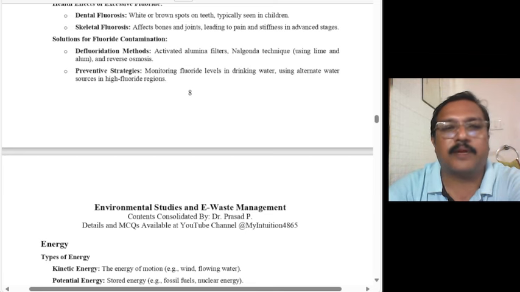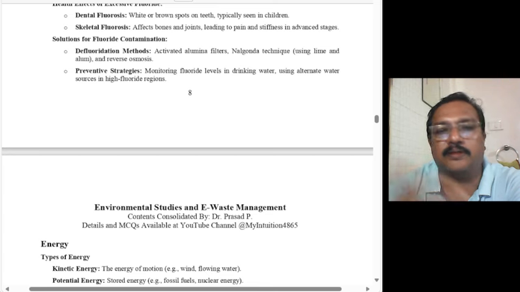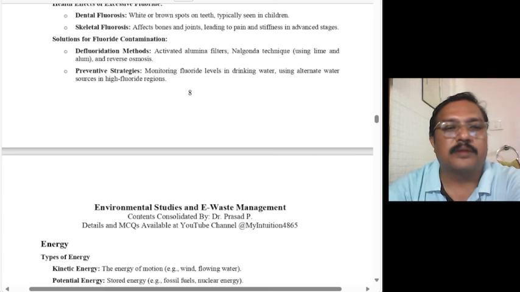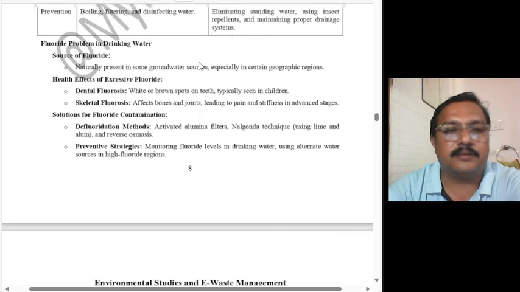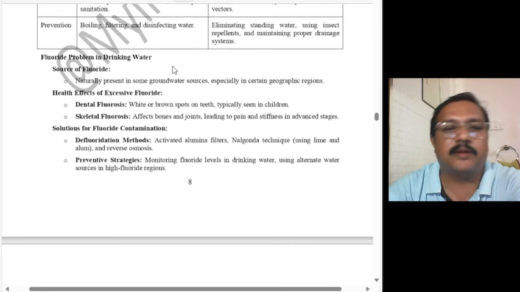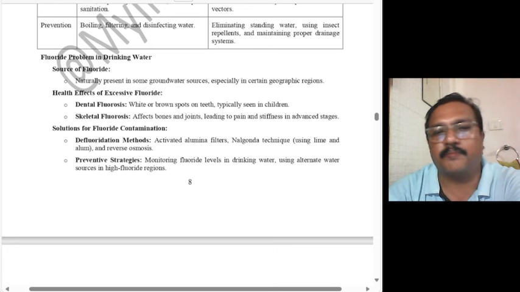If the water has too much fluoride, it's better than going for defluoridation to use alternate water resources. Get water from some other area to drink. So fluoride is found naturally in water, but too much fluoride is a problem for our teeth as well as our bones.